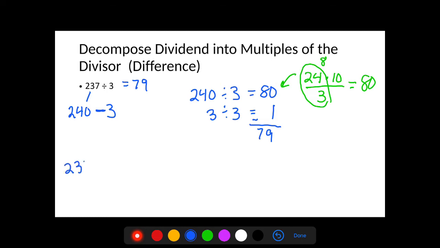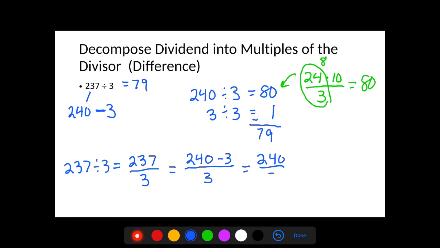Why does this work? I took 237 divided by 3. I can turn it into a fraction. I can rewrite the numerator as 240 minus 3. That's equivalent. And then I can separate this out and get our answer of 80 minus 1 is 79.